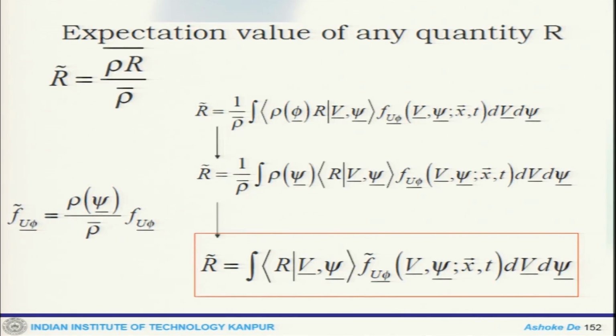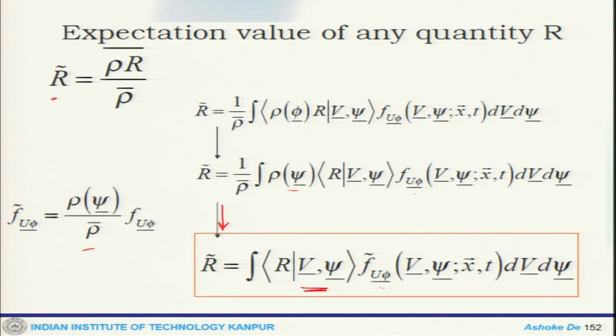Now, if you look at the expectation value of any quantity R, the density average of R, the expectation value would be 1 by rho, R conditioned at V and psi, with respect to the velocity scalar PDF. If we rewrite that, you take this rho outside, and R is conditioned on V and psi with respect to the velocity composition PDF. And this velocity composition PDF, the density average, boils down to R conditioned at V, psi, times my mass density function, dV and d psi. So, this is where the density weighting helps to find the expectation value conditioned at V and psi.